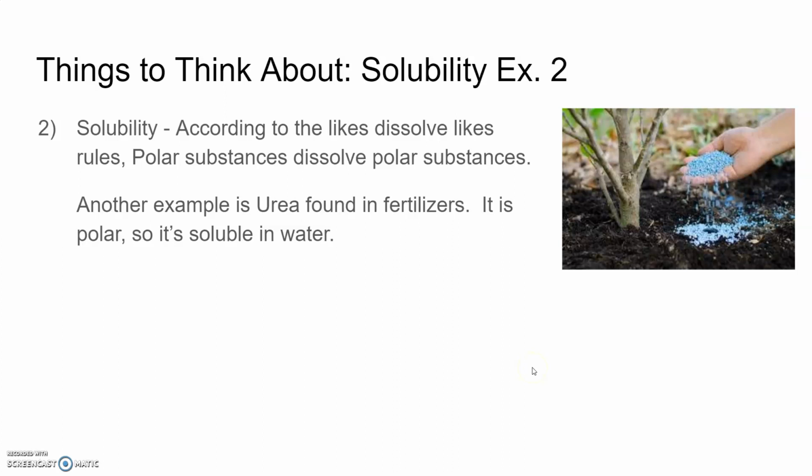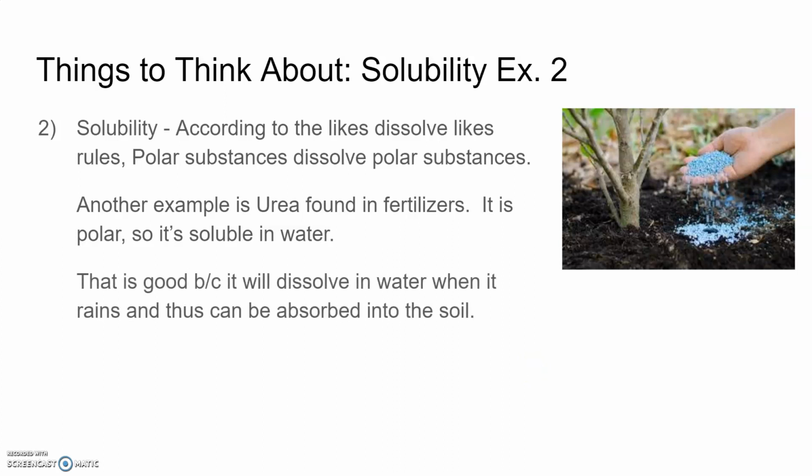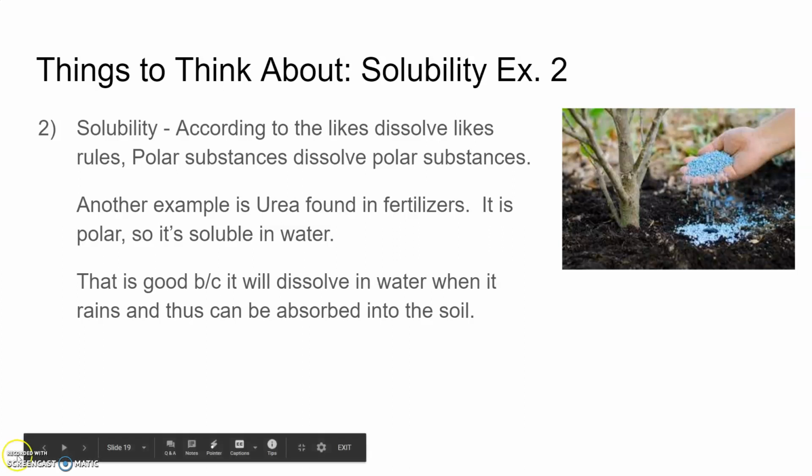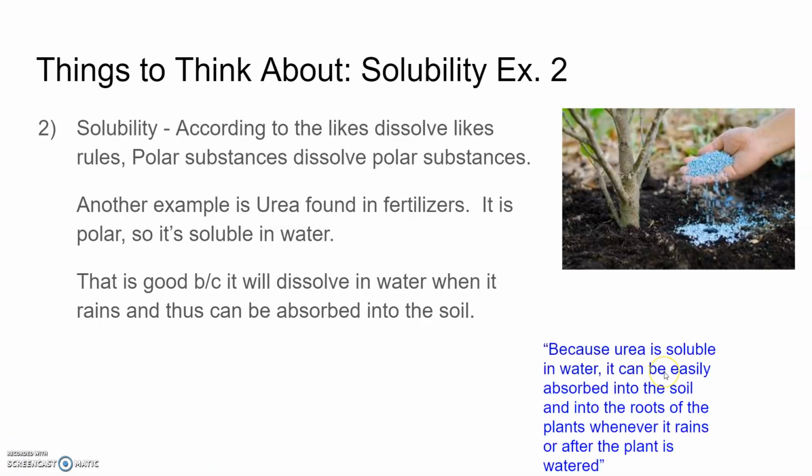Okay, so maybe you thought of something different from me, but what I thought of was, well, if it's soluble in water, then it will get dissolved in water, and that can happen when it rains or when you water the ground, and so that helps to make it get absorbed into the soil, and also helps distribute it as well. Okay, so we could say something like, in this case, because urea is soluble in water, it can be easily absorbed into the soil and into the roots of the plants whenever it rains or after the plant is watered. So again, we're linking the idea of it being soluble or being able to dissolve in water to its use, which is fertilizer.